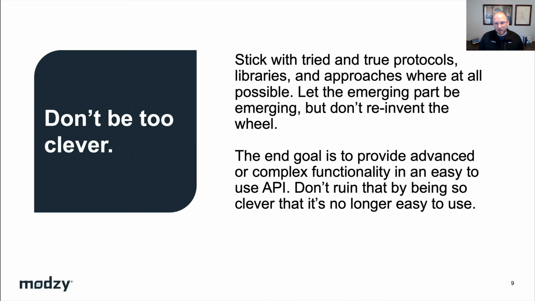Next, I'd like to talk about a subject that hits a little bit too close to home for me. When working with new technology, I'm often tempted to be too clever with my architecture and designs, and I have to constantly remind myself not to fall into that trap. As we talked about earlier, the end goal of your API is to make it easy to use. The more clever you are with your API, the more likely it is to either be harder to use because it's different than anything anyone's ever seen before, or it becomes harder to maintain because it's done in a way that no one's ever seen before.